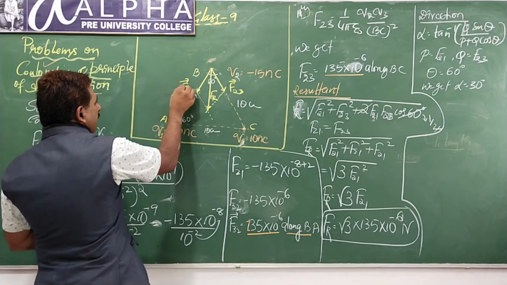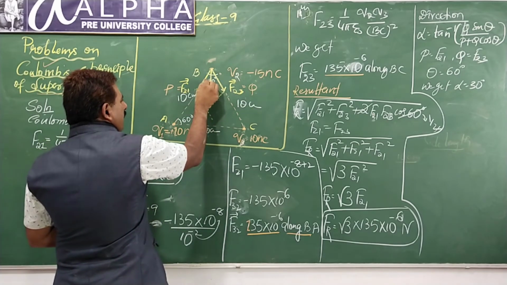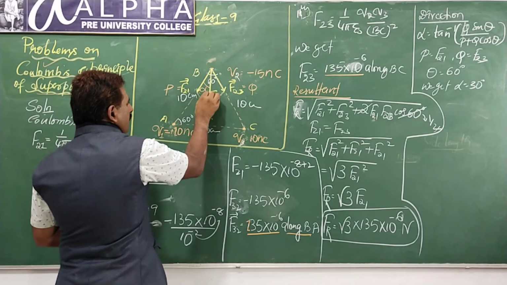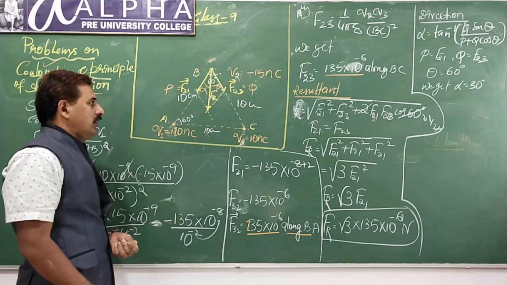This is p and this is q. And alpha is the angle between F21, that is p, and the resultant. If I take this alpha, this is beta. That also can be done. Now I will explain that also.